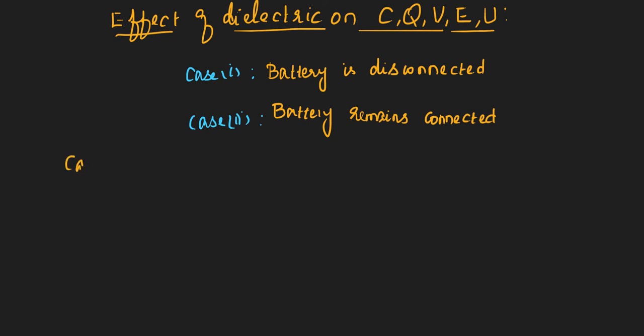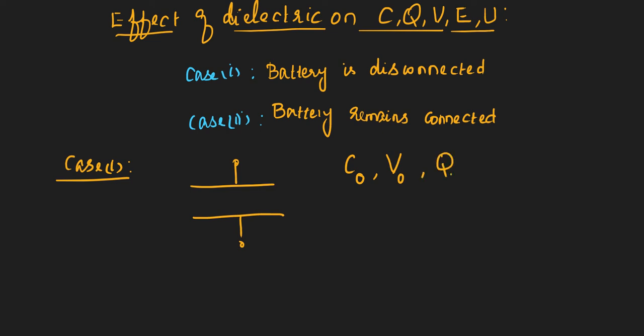So case 1, there's a capacitor of a capacitance C naught, which is connected to a battery of a potential V naught. And then after charging, it stores the charge Q naught. The distance between the plates is D.